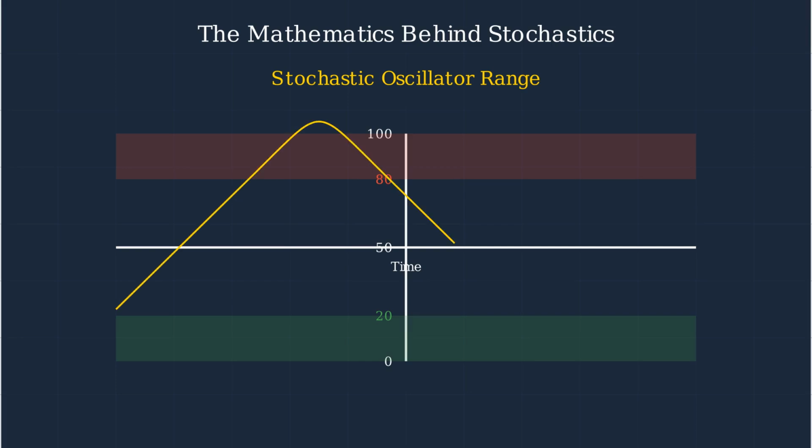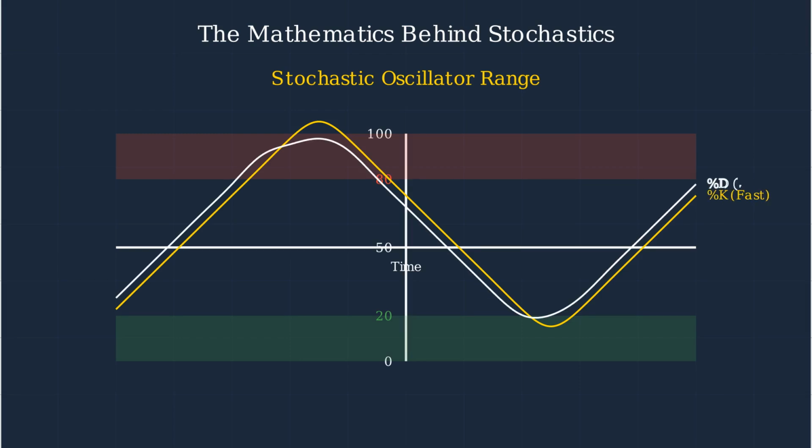Here's a visualization of how %K and %D lines might move together. %K is the fast line shown in gold, while %D is the slower-moving white line that smooths out some of the volatility in %K. When these lines enter the overbought zone above 80, it may indicate a potential bearish reversal. Conversely, when they enter the oversold zone below 20, it may signal a potential bullish reversal.